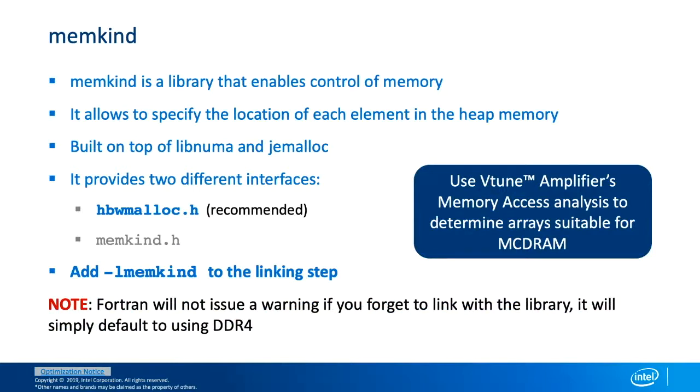It provides two different interfaces, hbw_malloc and memkind, and you essentially have to remember to provide the headers and provide your library in your linking step. Fortran, at least this used to be the case, I have not checked this lately, used not to issue a warning if you did not include the library. So it would silently run on DDR4 and ignore all your memkind commands in the code. So that was a problem, and I believe that might still be a problem, so that's something you need to be careful with. Typically, you see such a big performance difference that you'll realize immediately, but it's something good to know.